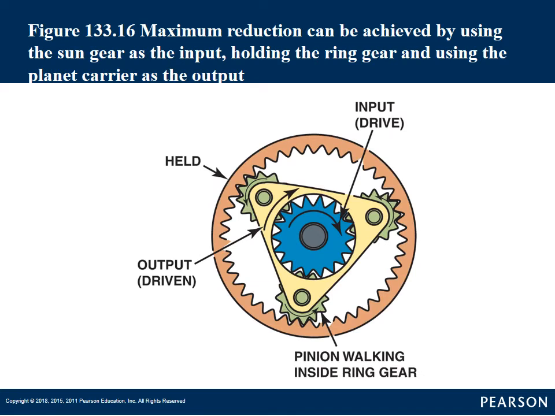Here's an example where we get maximum gear reduction in a gear set. We're using the sun gear as our input, so our power flow is coming through the sun gear. We are holding the ring gear, and then the planet carrier is our output. This is an example where we get our greatest gear reduction, or our lowest gear.